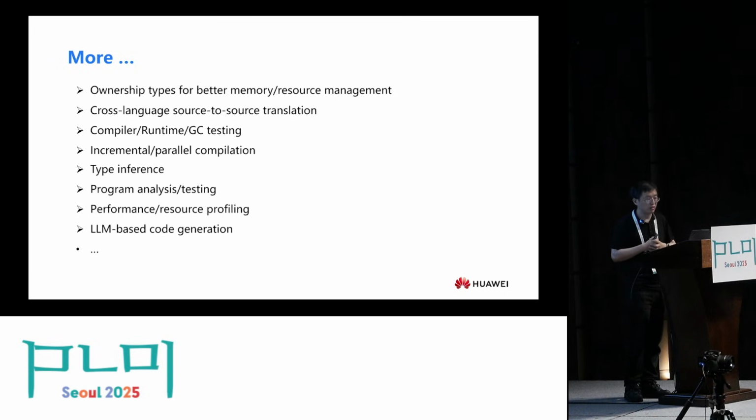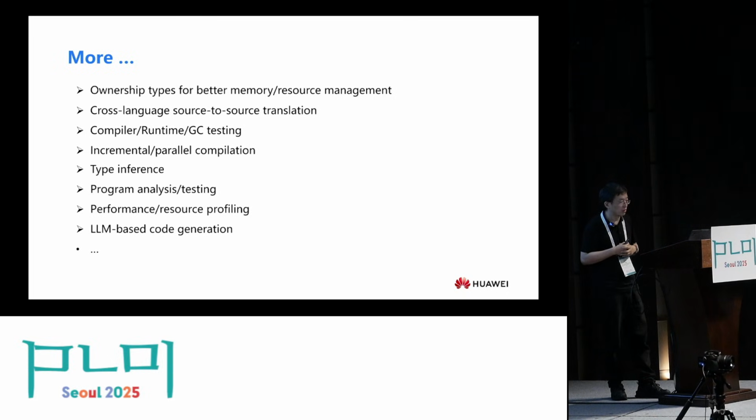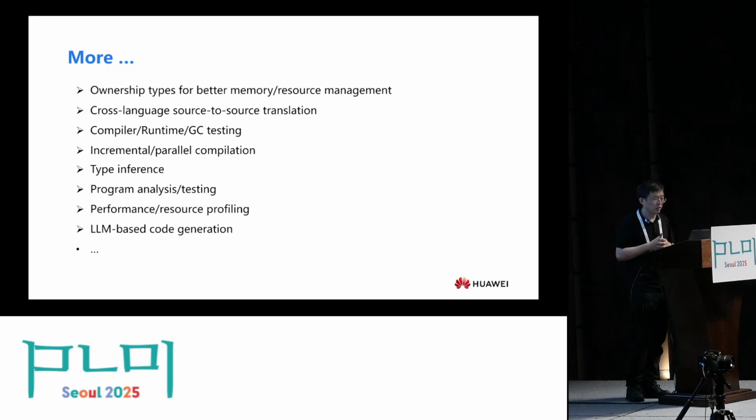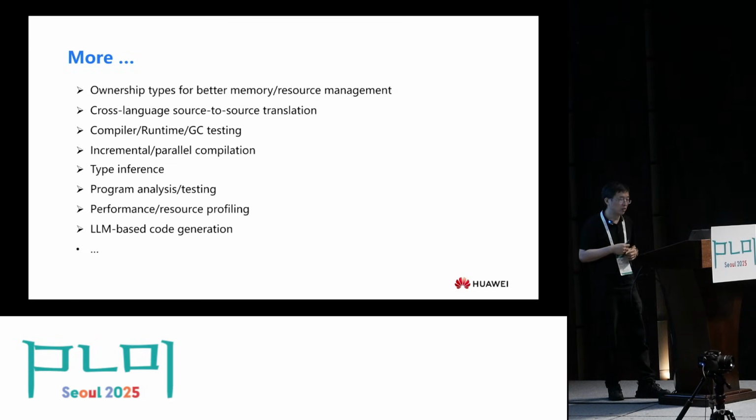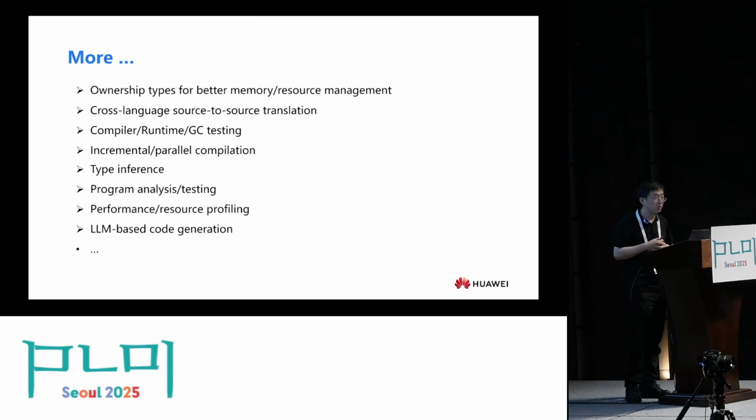And also there are other challenges and ongoing work, like we are considering introducing ownership types for better memory and resource management. And also we are building tools for this cross-language source-to-source translation so that people can import their legacy code to the new language. Also, we need some effective ways to do this compiler or runtime, including GC testing. And we want to minimize the compilation time with some incremental or parallel compilation approach. So there are also other problems which are on the list.